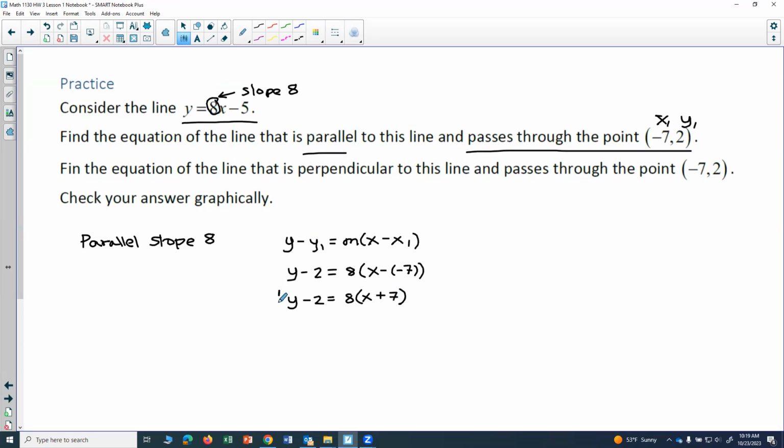Now, Alex will accept this as an answer for the parallel line. So if you choose to, you can stop there. If you want to continue on and solve, you would go ahead and distribute the 8. So we'll get 8x. 8 times 7 is 56. And then add the 2 to both sides.